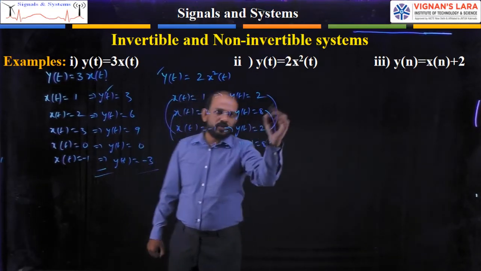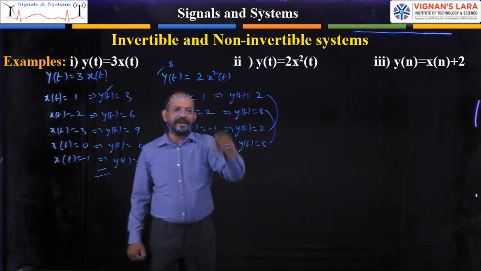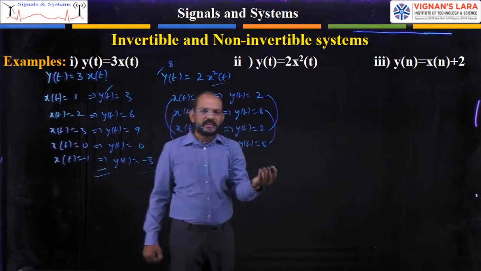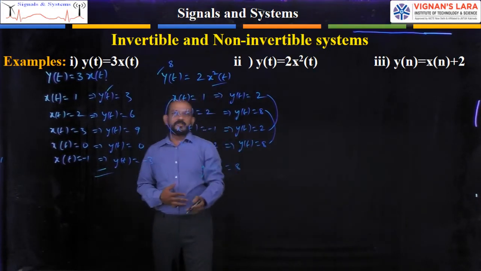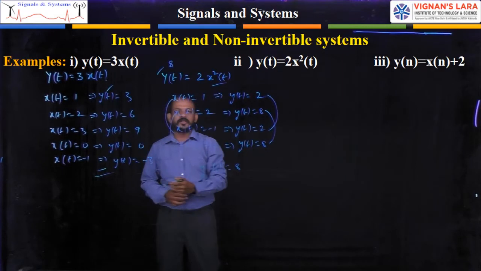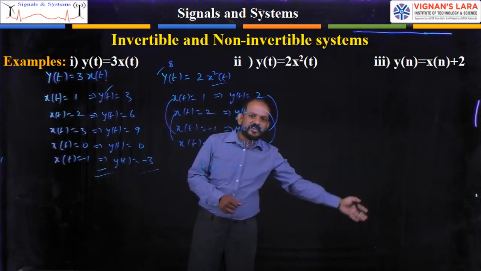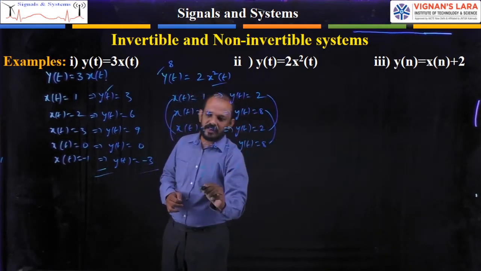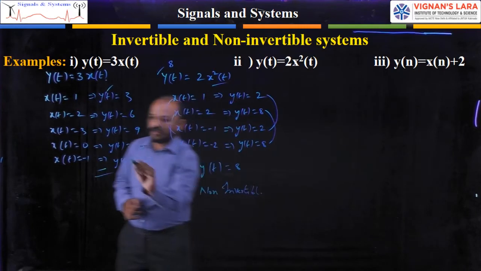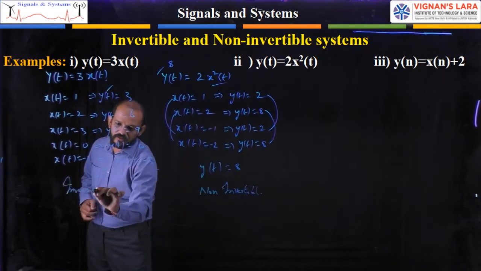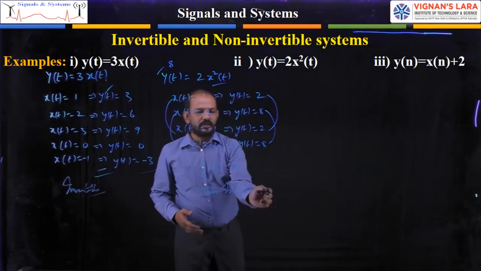Here, let's say I know the output, y of t equal to 8. Then what is the exact input x of t? You can't say. It may be +2 or it may be -2. So you can't say the exact input. So there is no unique relationship between input and output. That is, the input of the system does not appear at the output exactly. So you can say the system is non-invertible. This is invertible. Okay, so the previous example is invertible, and what I explained now is non-invertible.